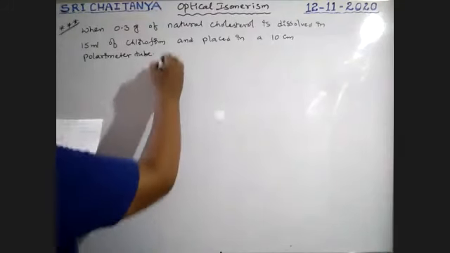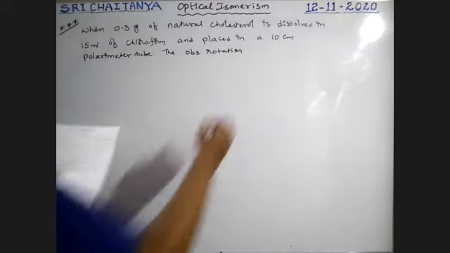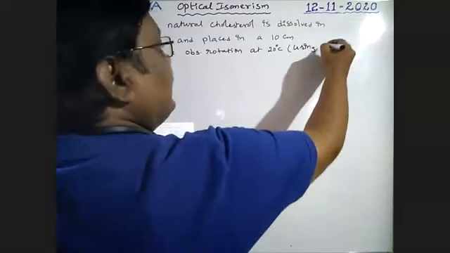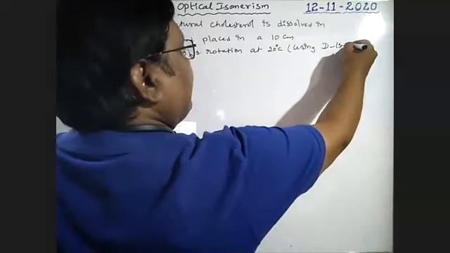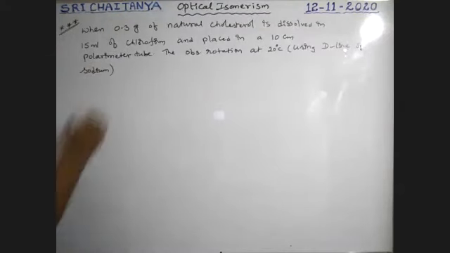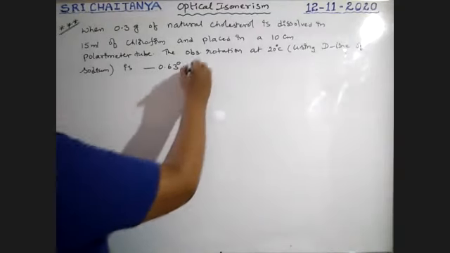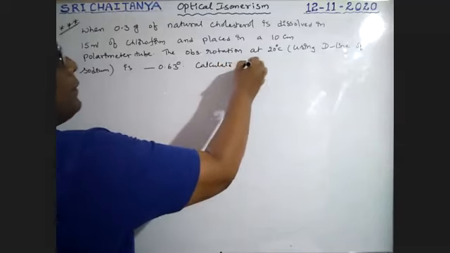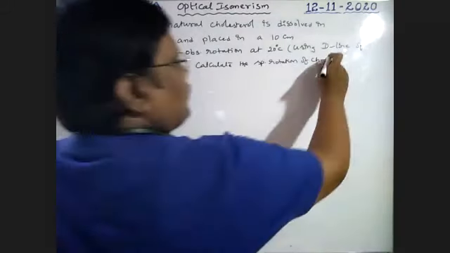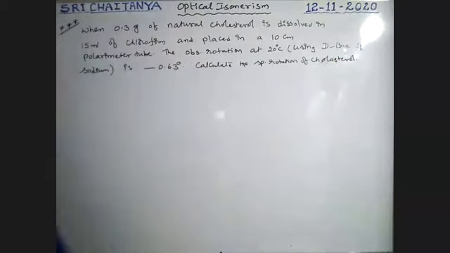The observed rotation at 20 degrees centigrade, using the D line of sodium, which is the wavelength, is minus 0.63 degrees. Calculate the specific rotation of cholesterol. It is the problem, boys.